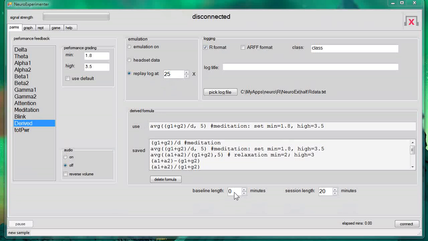Probably what you want to do is set the baseline length to 0. You're not particularly interested in measuring a baseline at this point, and you might want to reduce the session length to, say, 20 minutes, which might well be long enough to practice meditation. So let me get through the first part of the log quickly.